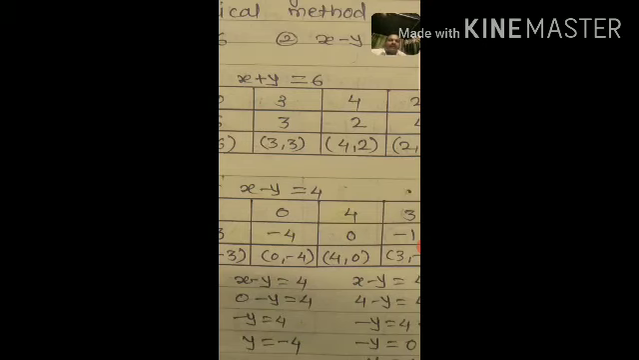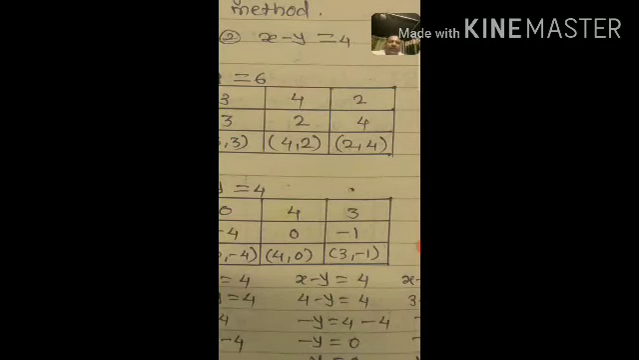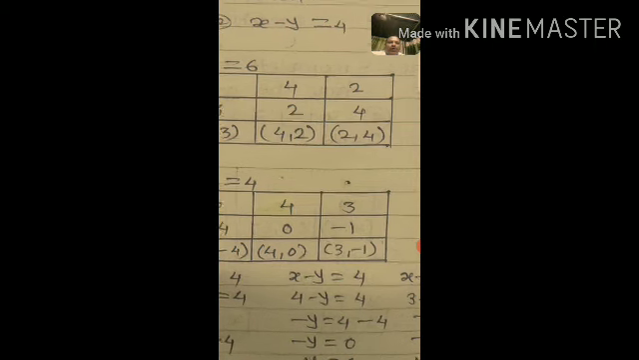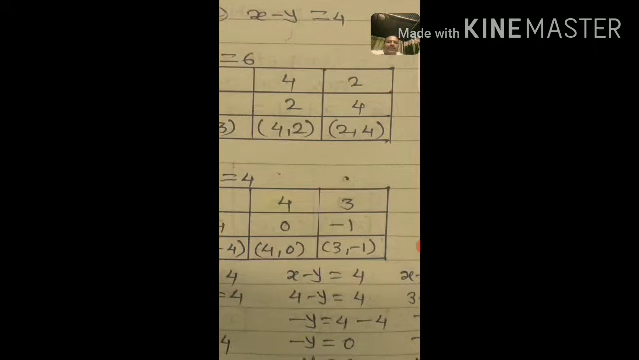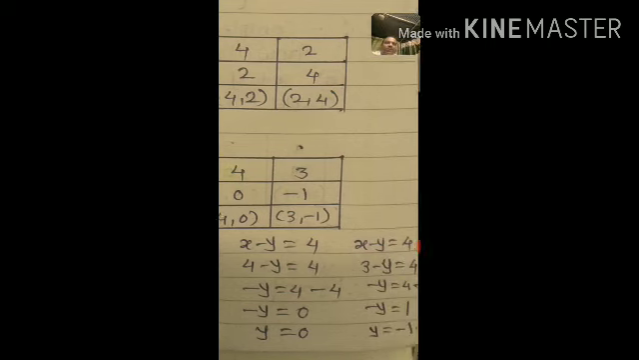Then in the third one, x minus y is equal to 4. In this equation, add the value of x is equal to 4, then 4 minus y is equal to 4, minus y is equal to 4 minus 4. It means that minus y is equal to 0, but this minus sign goes to the other side, therefore y is equal to 0, and this 0 is not positive or negative.